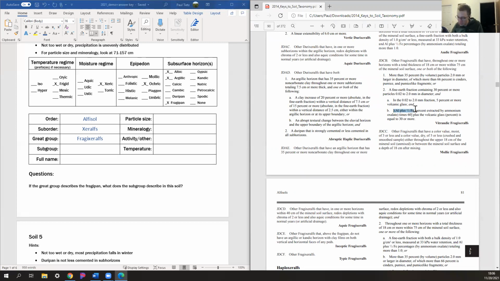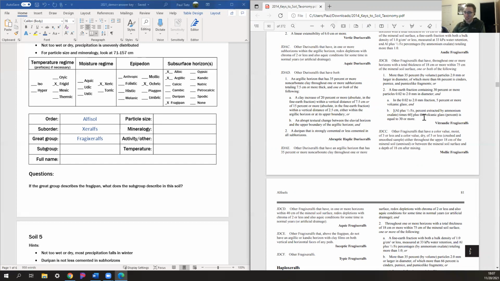So aluminum plus half iron will round to about 0.3 times 60. That is 18. Plus the volcanic glass percent, if we say it's about 5%, 18 plus 5 is only 23. It's not 30 or more. So technically, we don't fit the definition of Vitrandic Fragixeralfs.